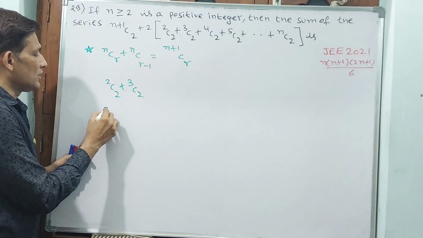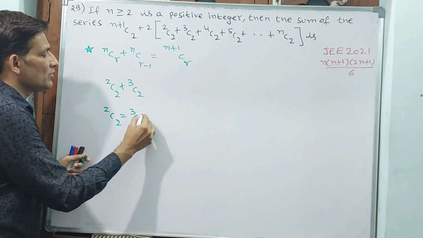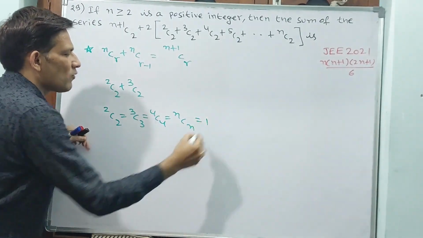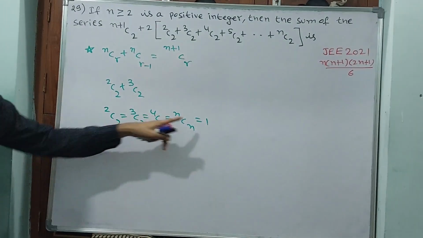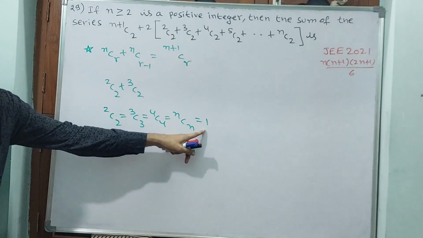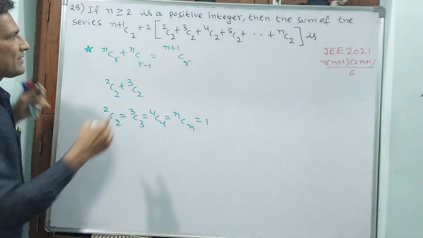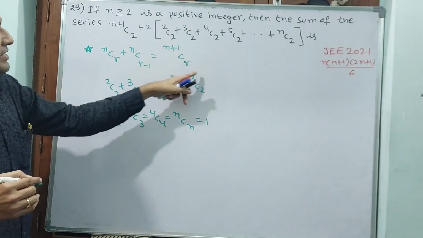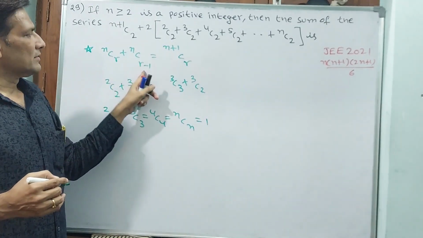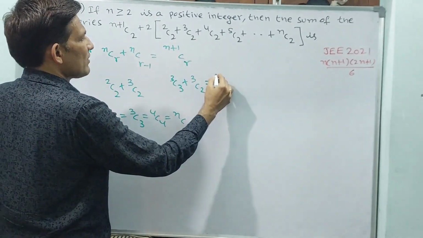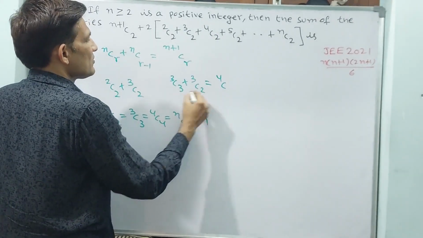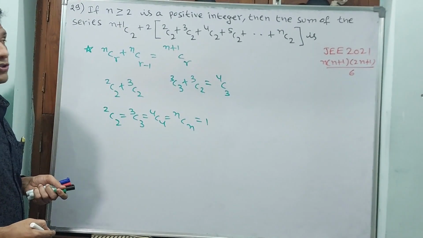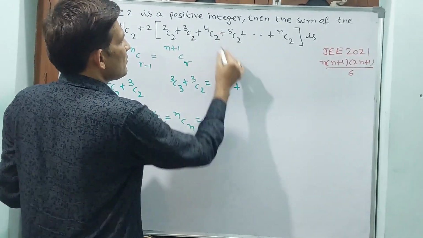Let me tell you the logic. 2C2 is equal to 3C3 is equal to 4C4 is equal to nCn. All values give 1 only. If this is equal to 1, then we can write 3C3 here. If I write 3C3 plus 3C2, now n is the same, and r minus 1 as well. Now what comes? (n+1)Cr, that is 4C3, where r is 3.